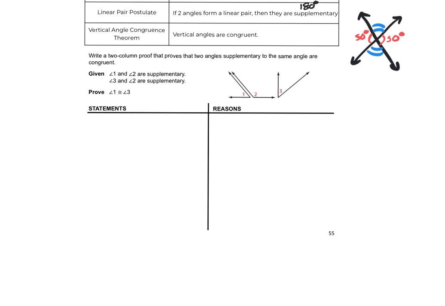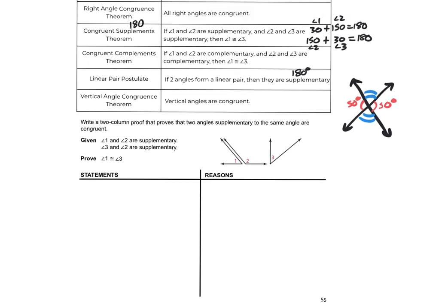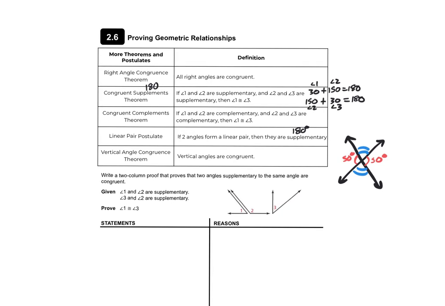Okay, I'm not going to do the proof at the bottom of this page for right now, okay? I'm going to move on to the next page. All right angles are congruent. So that was the right angle congruence theorem.